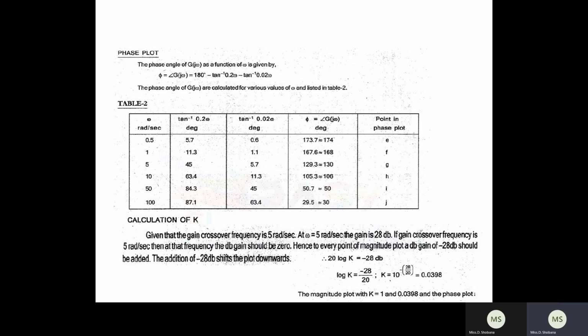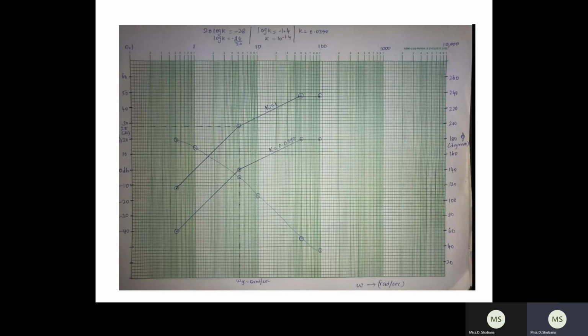Now the phase plot will be drawn between frequency and phase angle, so for this you have to draw the Bode plot. You can see it has been drawn here in the graph. The x-axis is taken in omega values, 0.1, 1, 10, 100, 1000. On the left-hand side, plus dB, 0, minus dB have been taken. On the right-hand side y-axis, phase angle values have been taken.